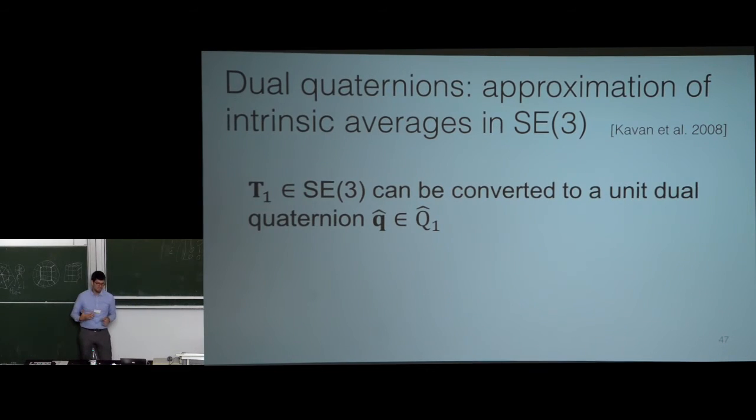So one solution that was presented for this kind of blending was to look toward an alternative representation of rigid transformations in 3D. And in the literature, you can find a concept called dual quaternions, and their averages will be an approximation of this intrinsic average of the special Euclidean group. So the important thing to note is that any rigid transformation matrix can be converted into a unit dual quaternion.